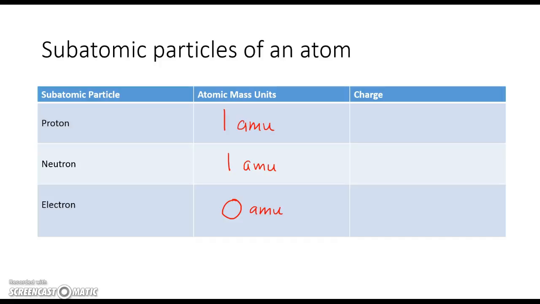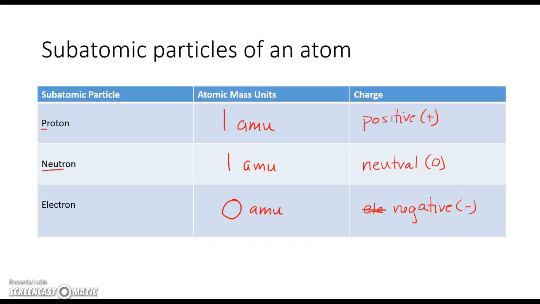Now protons, the way I like to remember it, proton starts with a P, and that P stands for a positive charge. All right, so that has a positive charge. Neutron, which sounds a lot like neutral, has a neutral charge. And so we just put down 0 charge for that. And the electron has a negative charge. And we use the negative sign to indicate that.